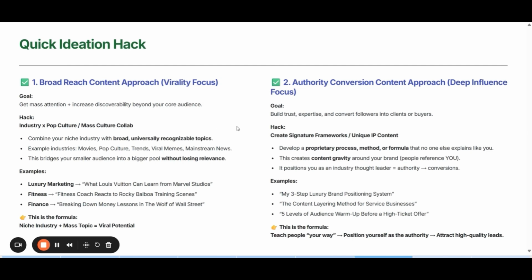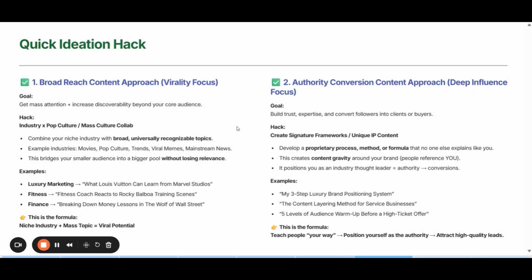For example, pop culture, movies, something like that. You can find some other industries as well, which are obviously broadly relatable to everyone, right? Now, what you can do is collaborate between the industries. For example, if I'm ideating broader content and I'm in a fitness niche, right?